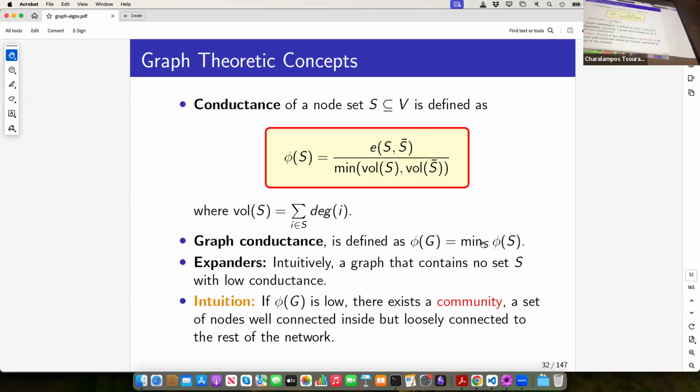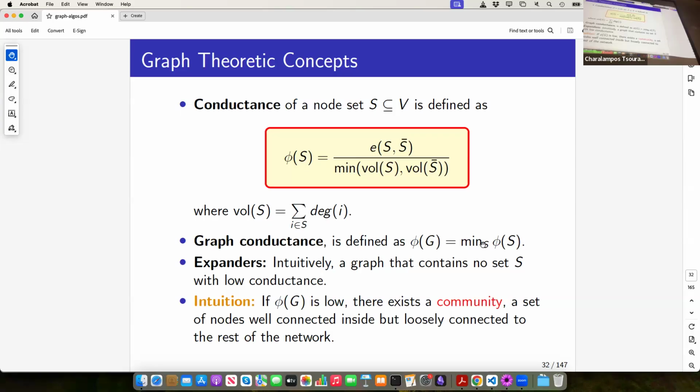There is a probabilistic interpretation of this. This number is also between 0 and 1, and you can think of it as doing a random walk starting from a node chosen from S with probability proportional to its degree, and looking at the probability that after one step it will go out. So it has a probabilistic interpretation; think of it as an escape probability. If you're a community, the probability that if you randomly walk around this community you'll stay inside is higher.